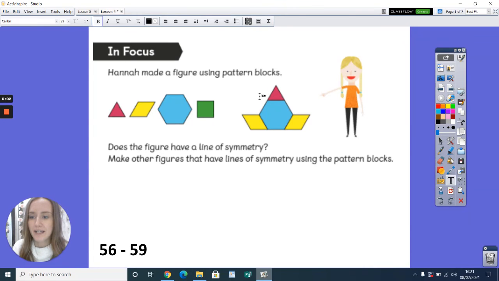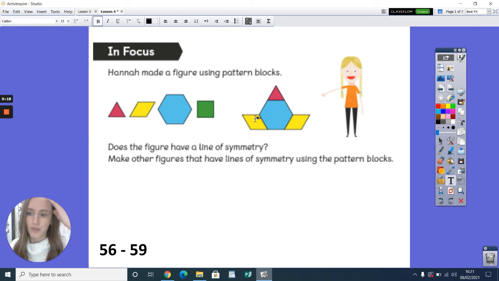Morning, everyone. We are carrying on with Shape today, and the textbook page numbers that you need are page 56 to 59. Okay, so we have got Hannah, and Hannah has made a figure here. She's made a shape here using different shapes.